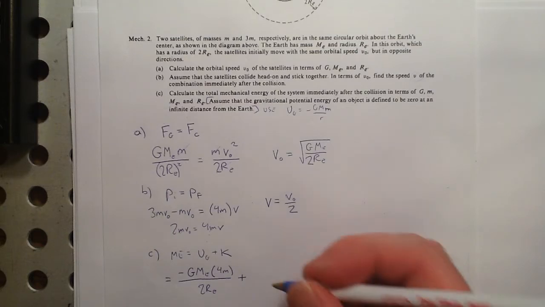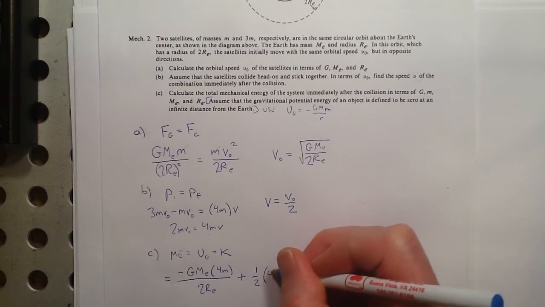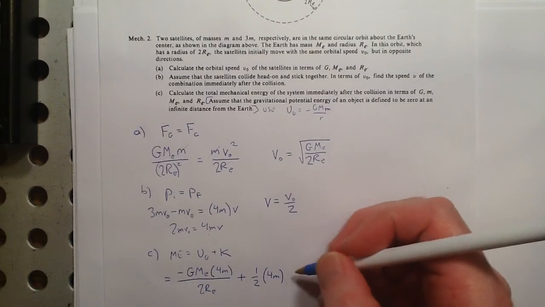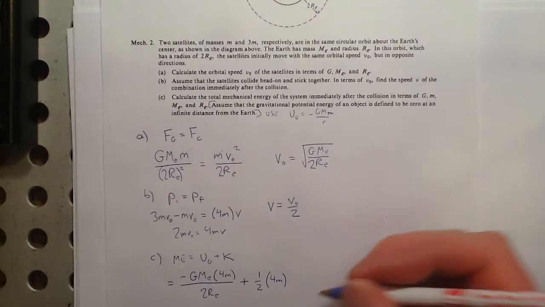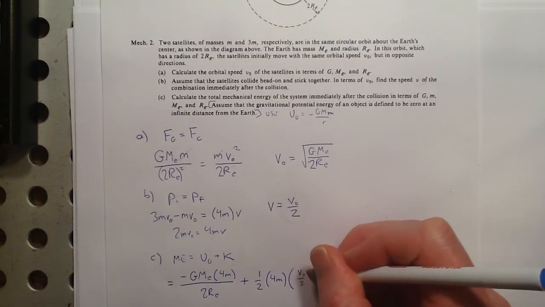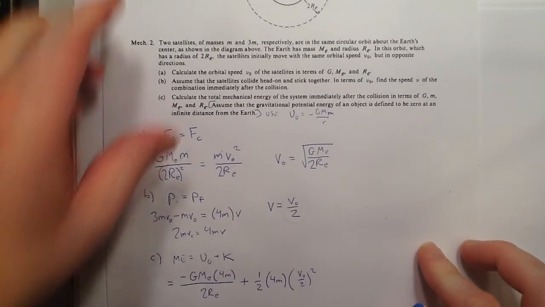Plus, the kinetic energy is 1/2 times the mass, which is 4m, two satellites stuck together, times v squared. And it's this v, so that's v sub 0 over 2 squared. Now they asked for it in terms of G, M_E, m, and R_E, so I have to make this substitution back, and we'll try to clean that up. Let's see if I can do that without making any mistakes.